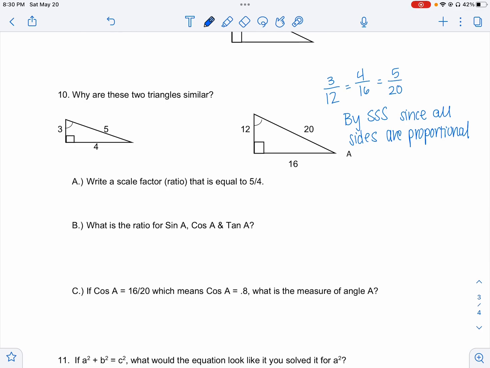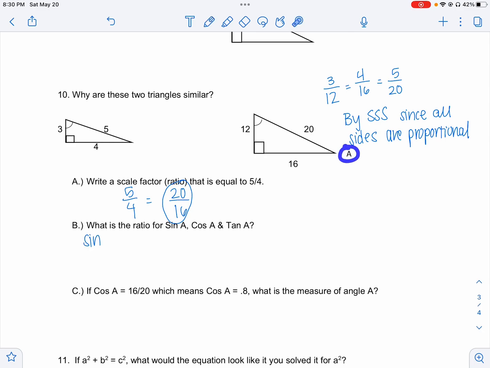What scale factor or ratio is equal to 5/4? 5 over 4 is on the smaller triangle, and since 5 is on top, 20 is the corresponding part to that. 4 corresponds to 16, so that means that 5 over 4 is equal to 20 over 16 in the other triangle.